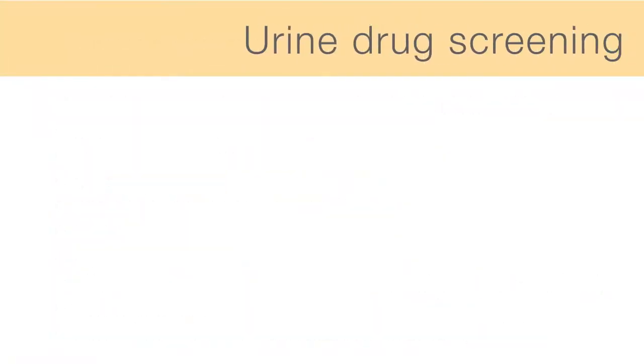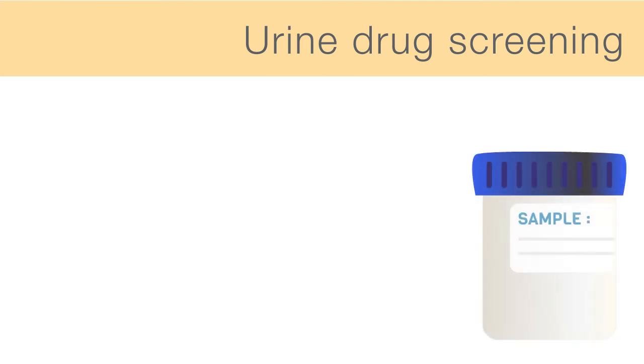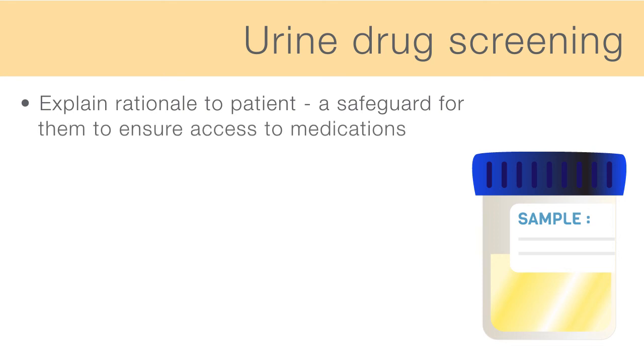We mentioned earlier about urine drug screening, and it's worth just pointing out what this actually is. It's important if you're going to utilise this form of toxicology to explain the rationale to the patient. Again, it's about their safety rather than about being punishing. So it's a safeguard to ensure that they're taking it. And from your point of view, it's more collaborating the history with what you're seeing in the urine drug screen.